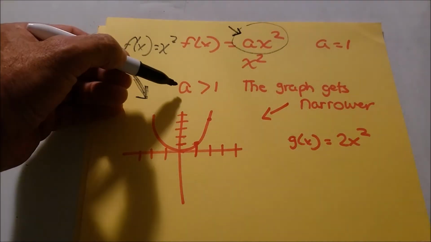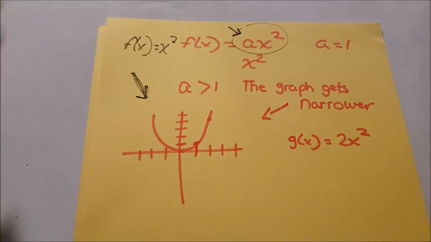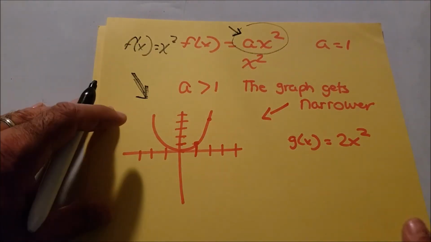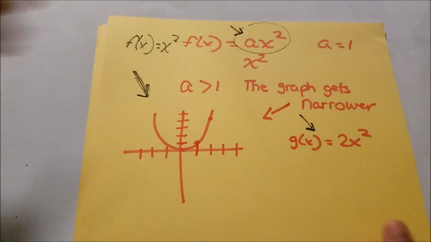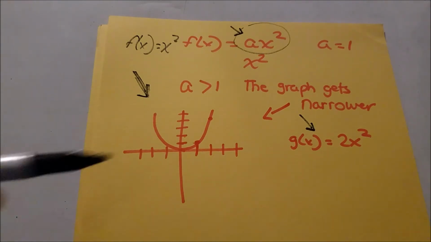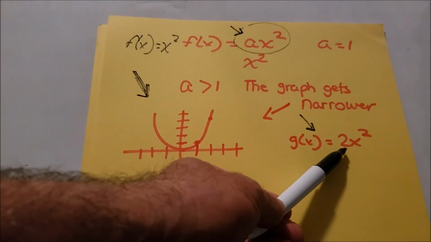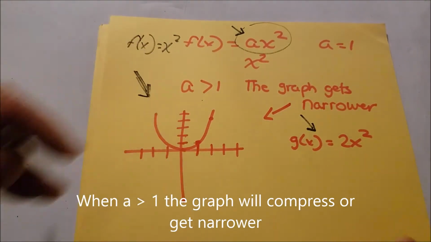But if a is greater than 1, the graph is going to get narrower. Right? So here's an example right here. We'll just use g of x equals 2x squared. So whenever a is greater than 1, like here we have 2, the graph will get narrower. Right? And let's explain why.